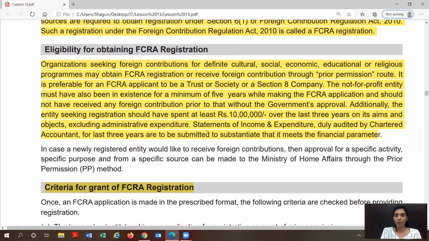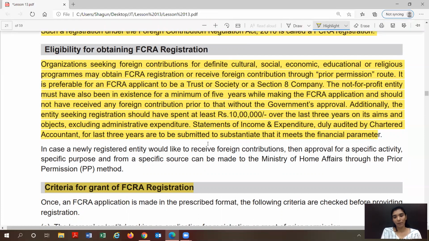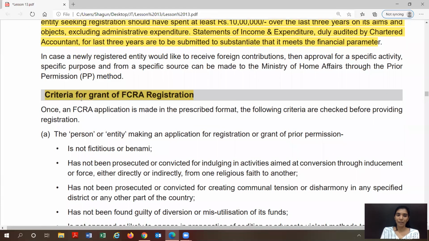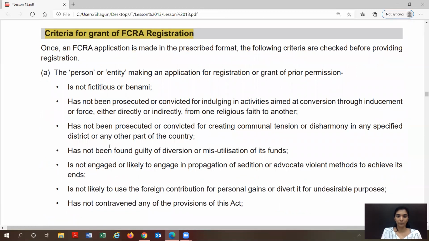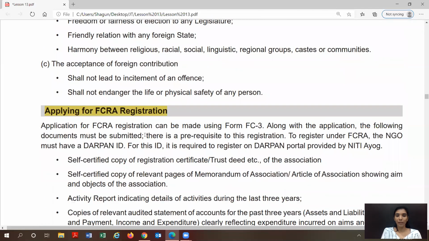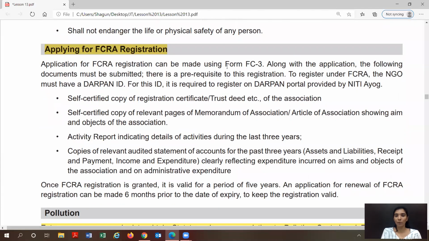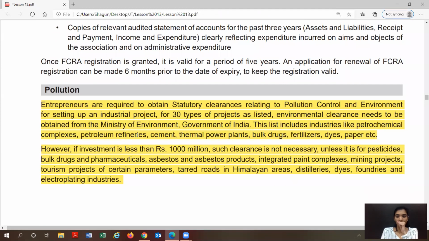And for that they have to give statements of income and expenditure certified by the chartered accountant when they are applying for this foreign contribution registration. The various criteria for grant of FCRA. किसी को भी FCRA registration certificate नहीं मिलेगा. You have to fall under these particular criteria. Applying for FCRA. FCRA के लिए apply आपको form FC3 में करना है और उसके साथ various documents you have to submit.